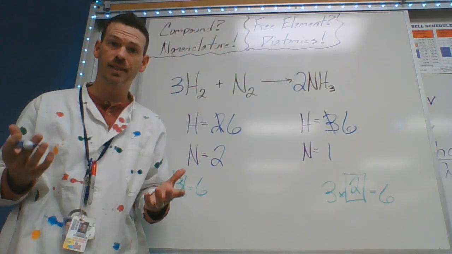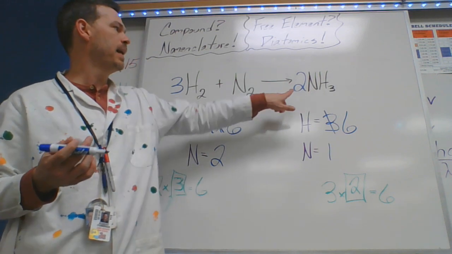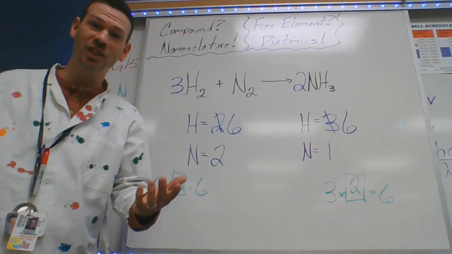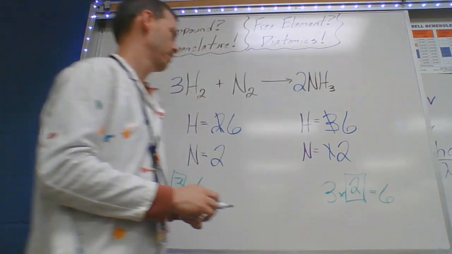Uh-oh, but what else does that product coefficient do? Yeah, how many nitrogens are there now? Yeah, it's actually good news, right? 2 times 1 fixes the nitrogens.